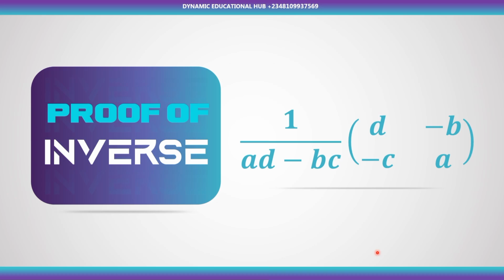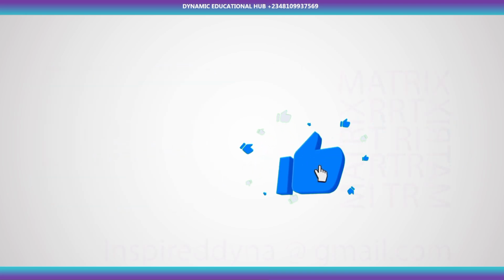What are we learning in this video? This is a continuation of the previous video, which is inverse of matrix. So I want to prove the formula. How do we get this formula? How do we get 1 over determinant multiplied by adjoint of matrix? Without wasting time, let's start proving.